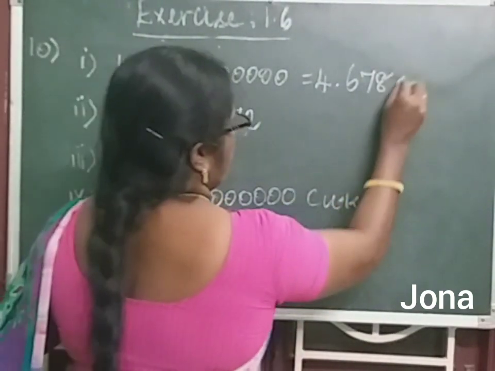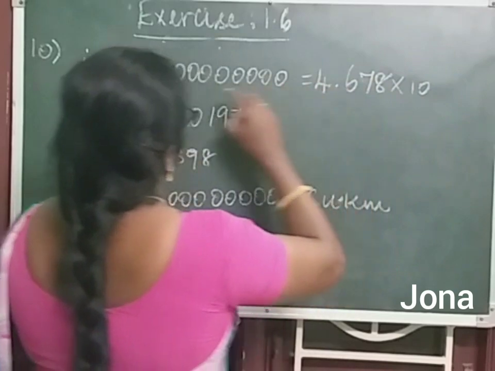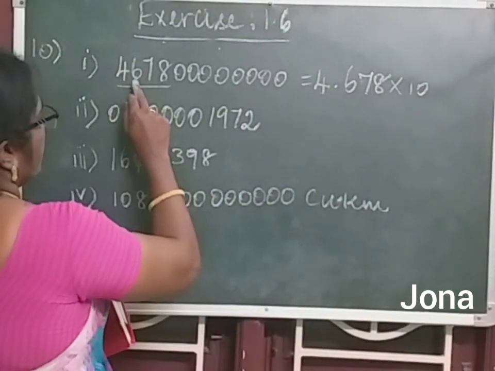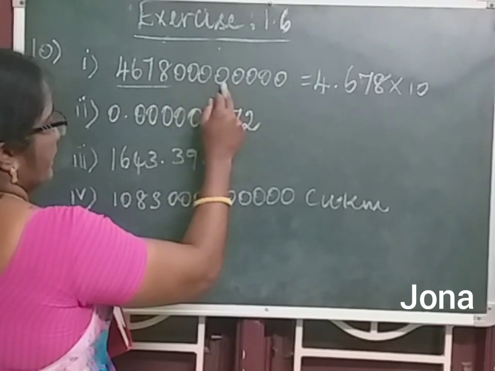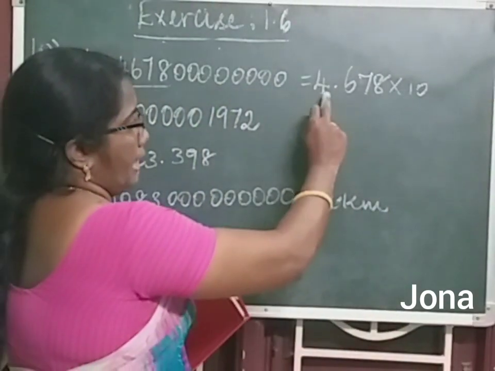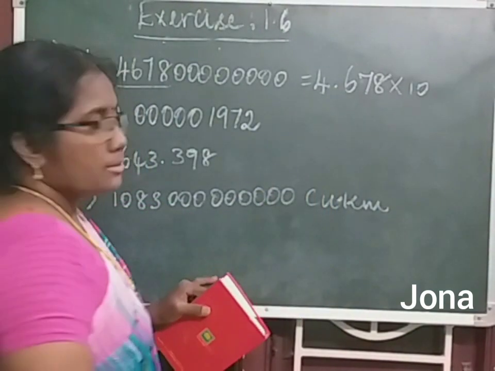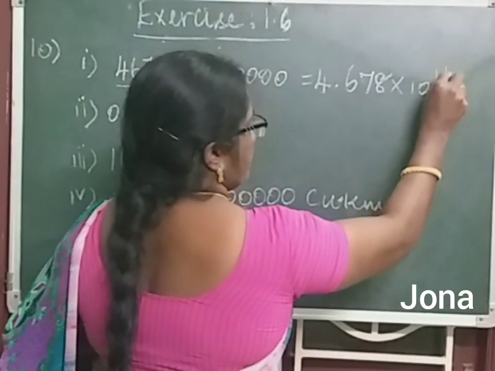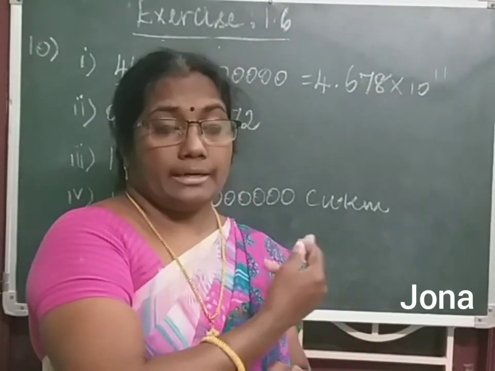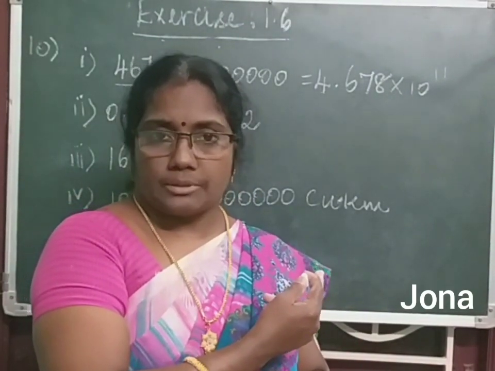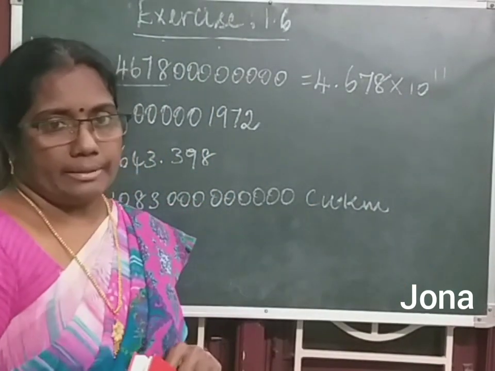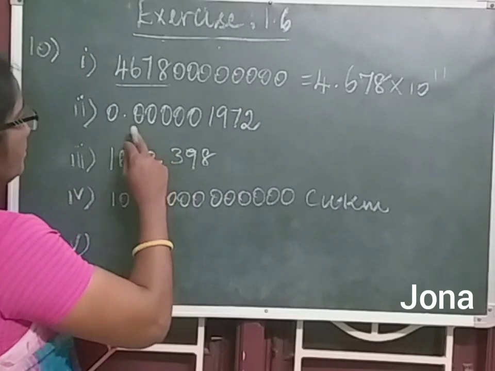So 4.678 into 10 power, just see how many digits are given there. 1, 2, 3, 4, 5, 6, 7, 8, 9, 10, 11, 12 digits are there. Already we put the decimal point after 1 digit there. So totally 12 digits are given, but already in that number after the 1 digit I put the point there. So here I have to write 10 power 11. Okay. Look at the next problem here.